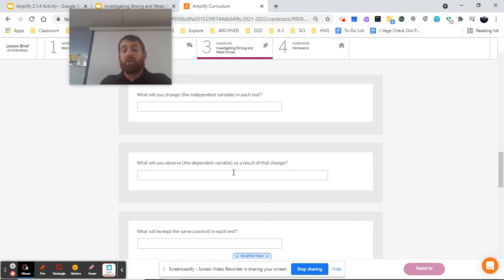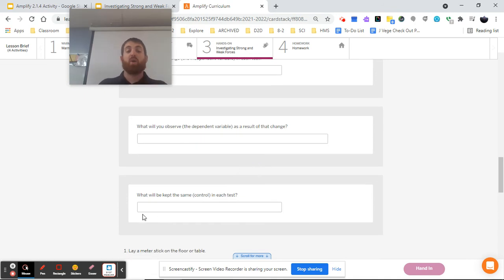Second, what will you observe, the dependent variable, as a result of that change? So we have a cause, some sort of thing in our lab that's changing, and we have the effect. So what is that effect? What are you observing that is the result of those changes in our lab?